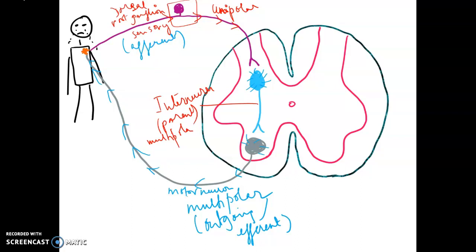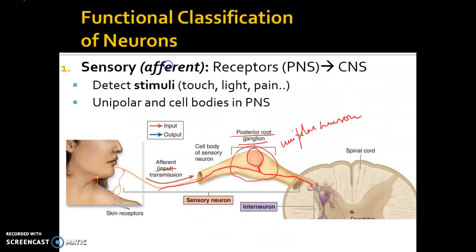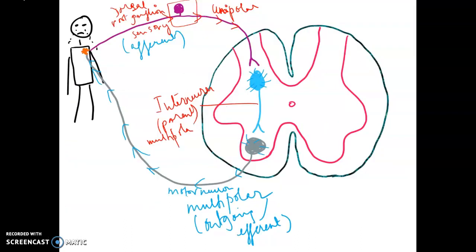So cell bodies, please hear me. Cell bodies of sensory neurons in purple. The cell body of a sensory neuron is outside the central nervous system in the dorsal root ganglion. The entire interneuron in light blue is contained within the central nervous system. If you look at the motor neuron in gray, the cell body lies within the spinal cord, but the axons come out via the spinal nerve. Good? Okay.